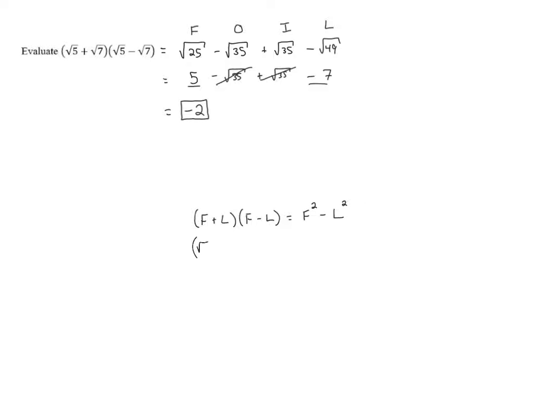So in this problem, where we have root 5 plus root 7 times root 5 minus root 7, we have this exact form. We've got a sum of two terms times the difference of those same two terms. So what we can do is we can take the first term and square it. The square root of 5 squared is actually 5. And then minus the last term squared, and the square root of 7 squared is just 7. So we end up with 5 minus 7, which is negative 2. It's the same answer, but we can do it without FOILing everything out.